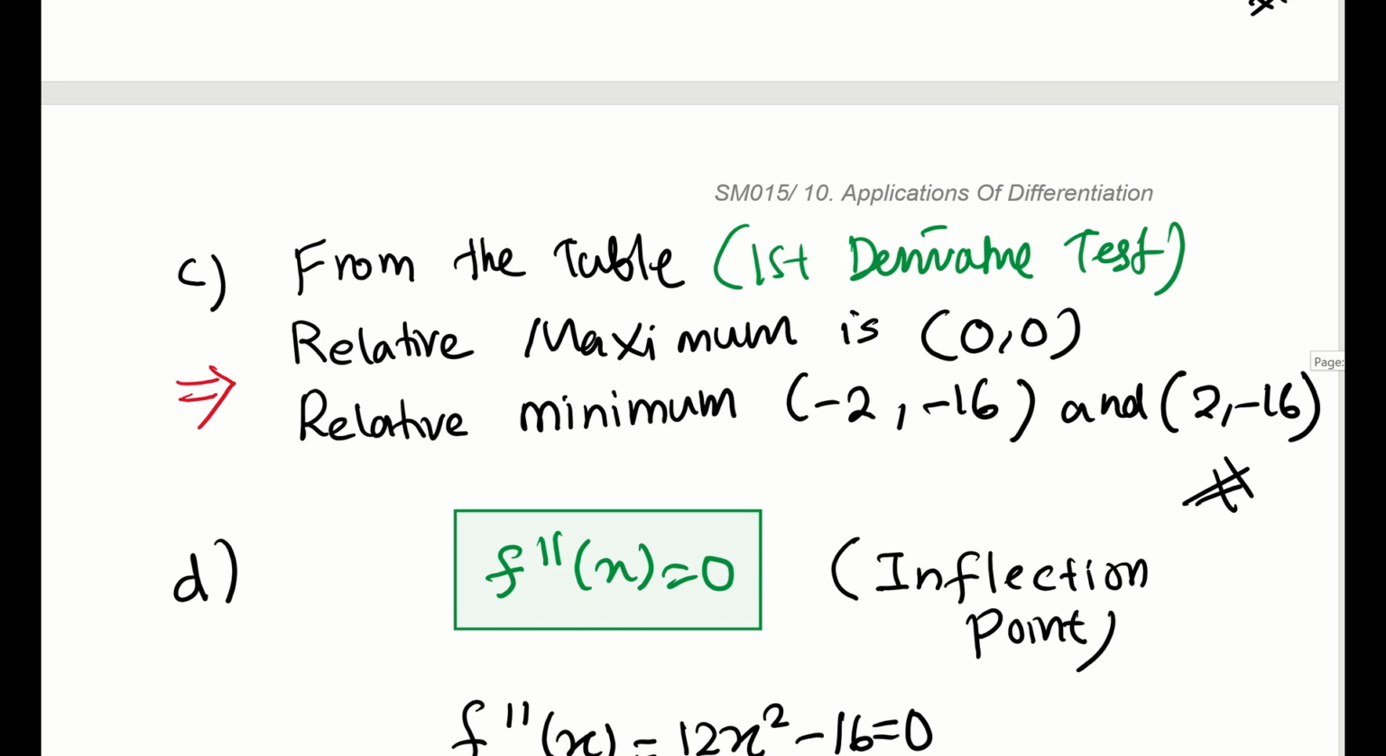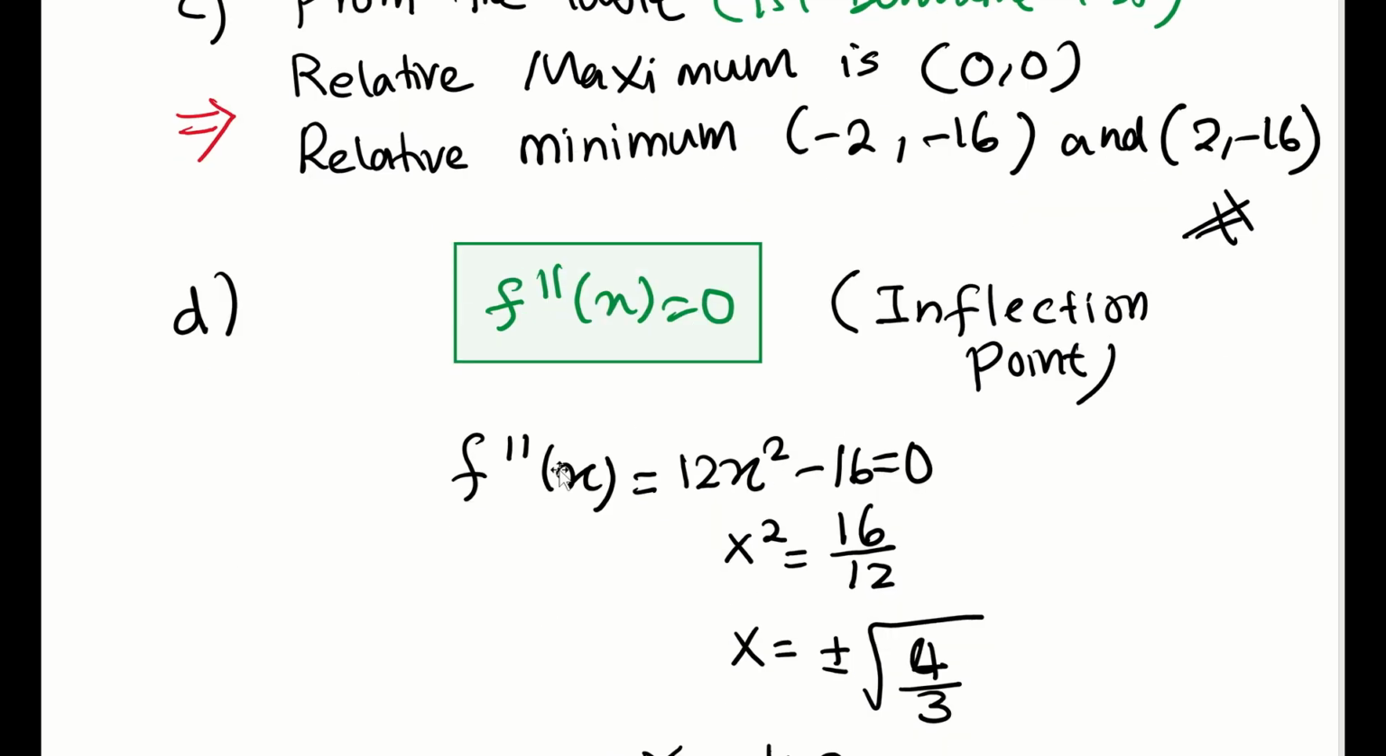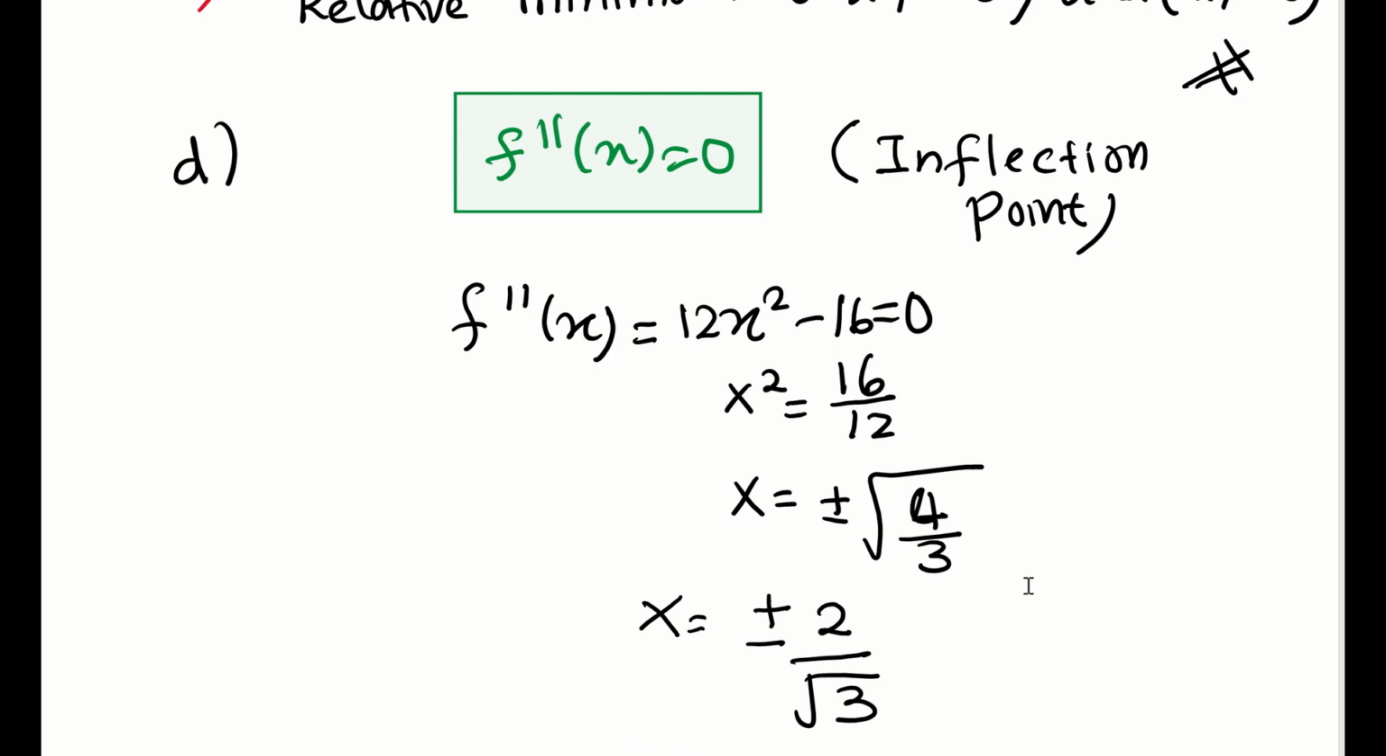Find the inflection point. To find the inflection point, you need to set the second derivative equal to 0. So differentiate one more time, we get f double prime x equals 12x squared minus 16 equals 0. x squared equals 16 over 12. x equals plus and minus cube root of 4 over 3. Simplify the root, we get x equals plus minus 2 over root 3.